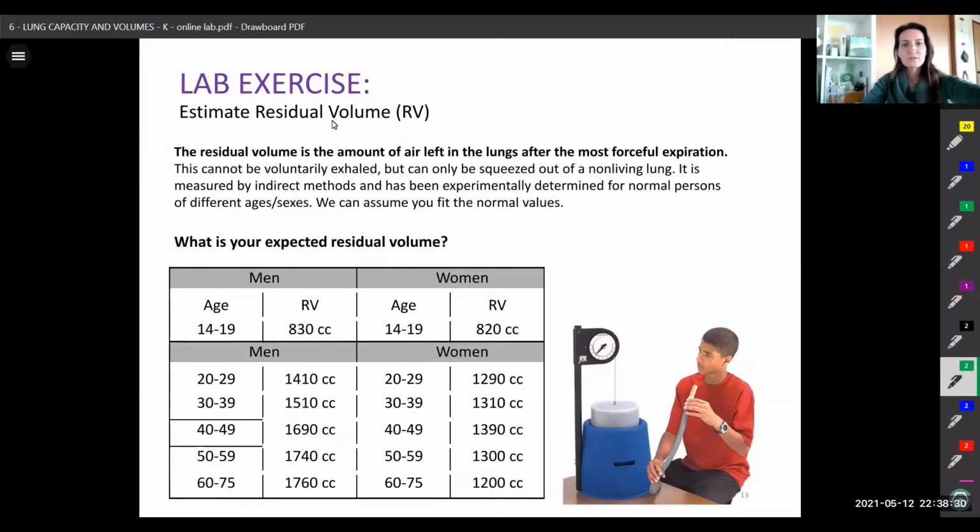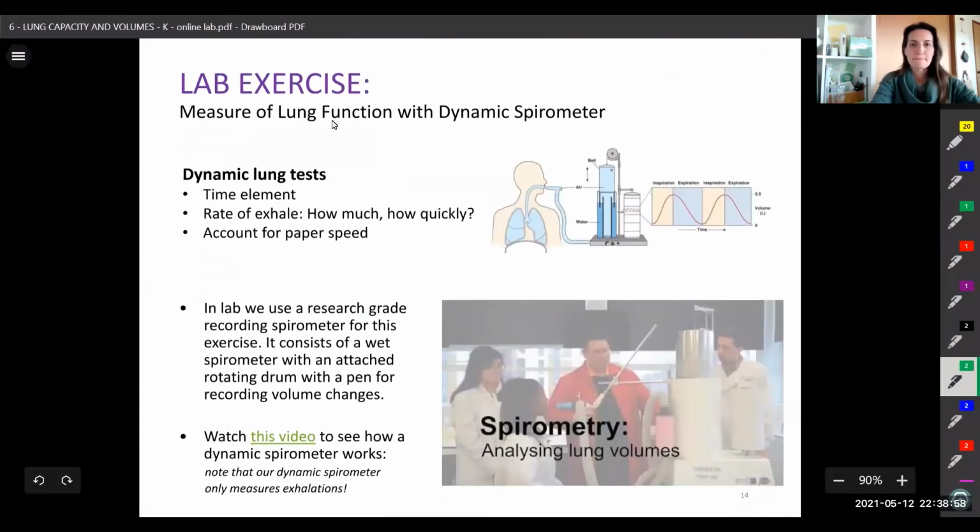Then we have information about estimating the residual volume. This is pretty quick and easy to do. It's simply based on your age and your sex here. You choose which of these, and this is cubic centimeters, which is milliliters. So 1 cc equals 1 milliliter. We do that quick conversion there. And that would be your expected residual volume. And that's what we would use for that RV measurement, right?